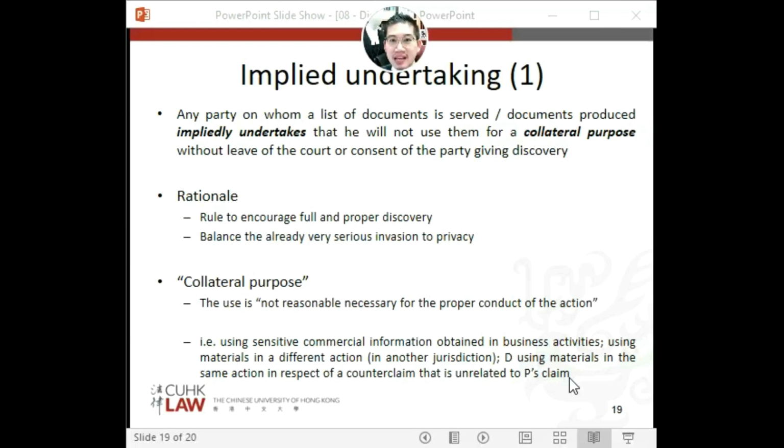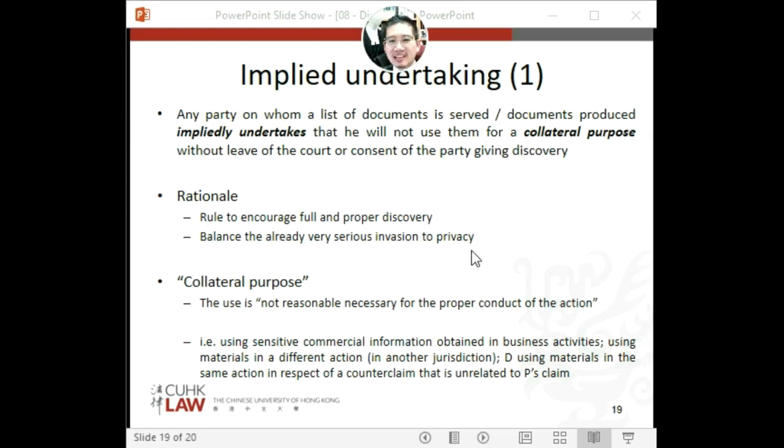Finally, what is referred to as the implied undertaking. Basically it means a receiving party of discovery has an implied undertaking, a promise, to only use those documents for the purpose of litigation, and not for any collateral purpose, unless there is leave of the court or consent of the other party. The rationale is to encourage both parties to give full and proper discovery and to balance the already very serious invasion of privacy.